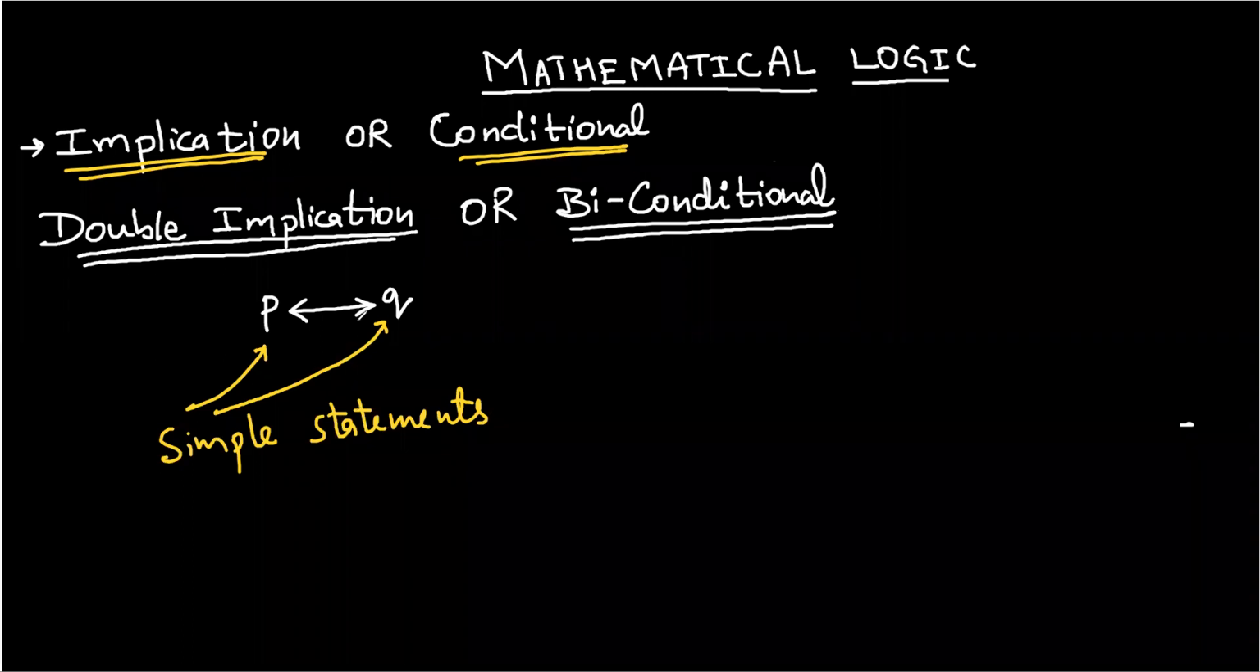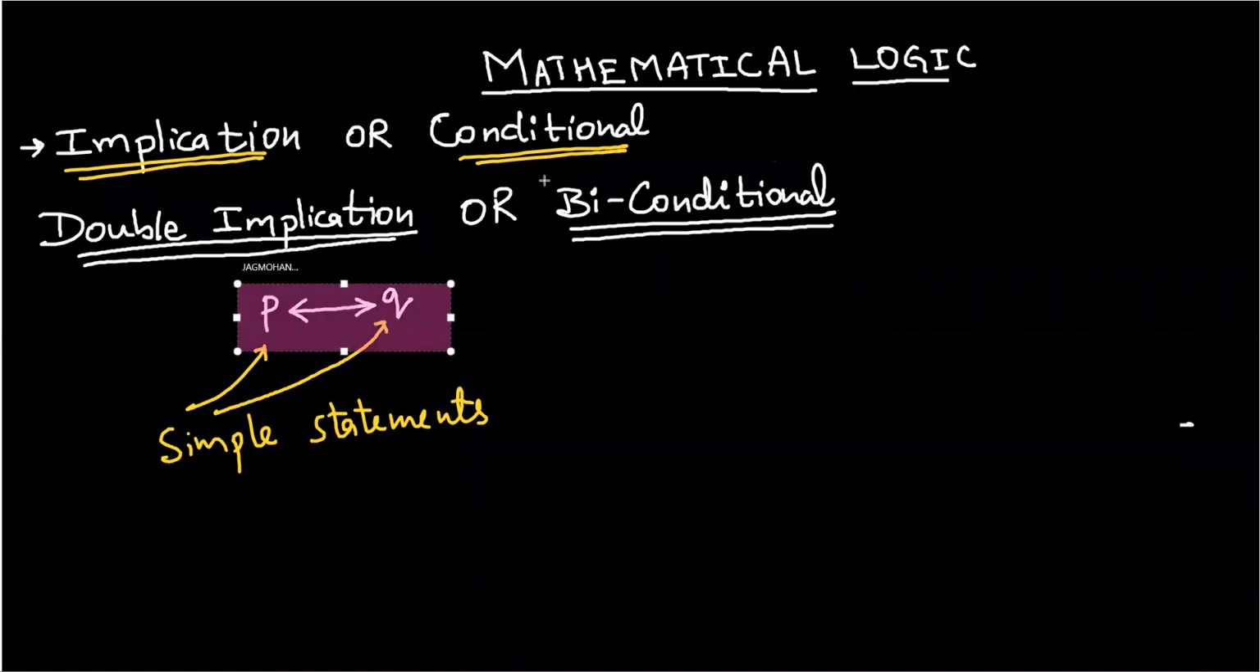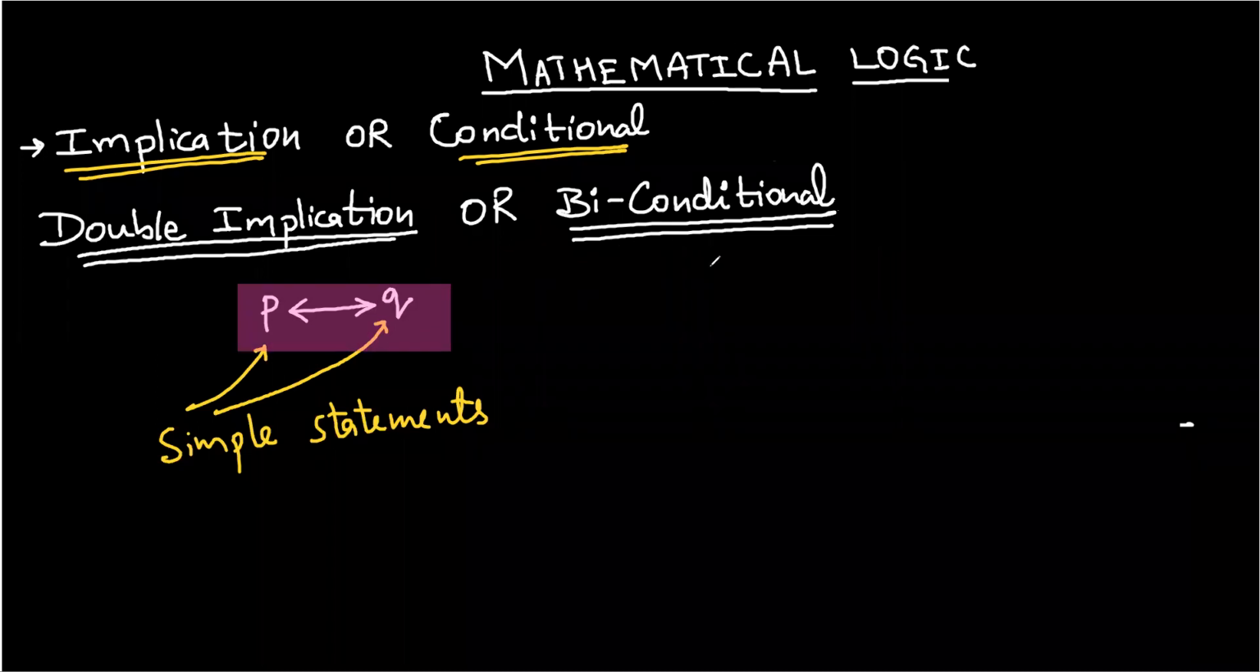P and Q are simple statements, and when you write this double-headed arrow in between these two simple statements, P and Q, you call the compound statement formed a biconditional statement or double implication statement. I shall write the definition for double implication or biconditional.